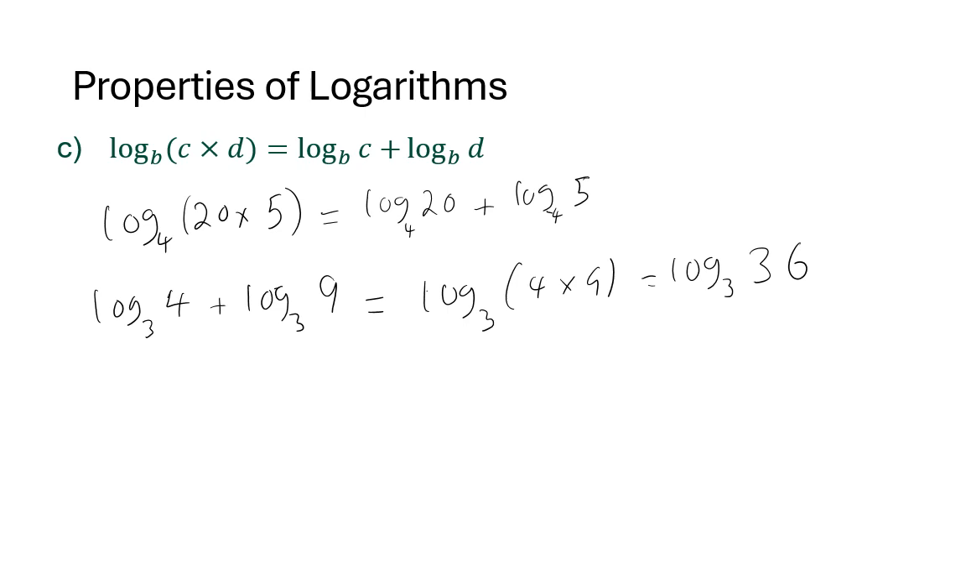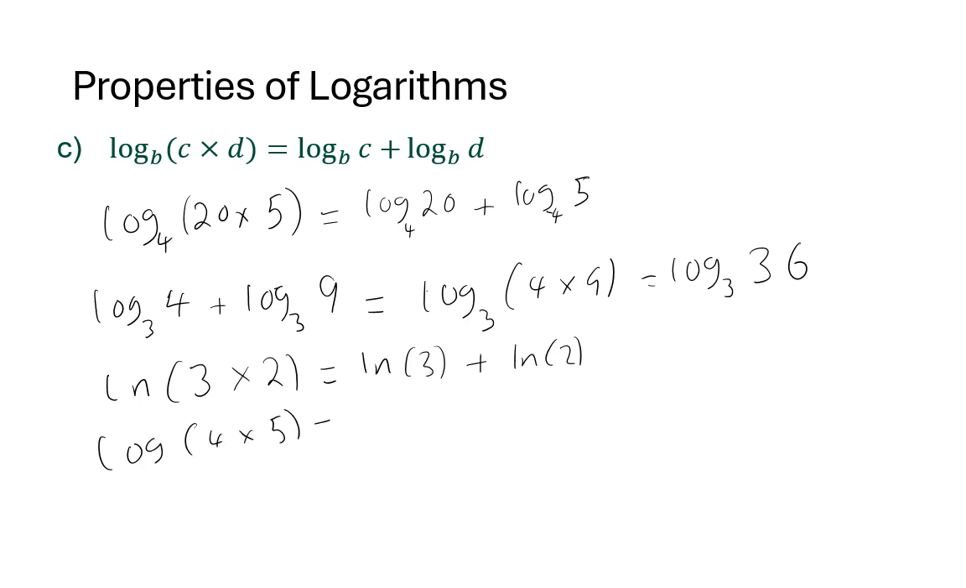And similarly, if you have ln of 3 times 2, this is just ln 3 plus ln 2. And if you have log without even the base, of 4 times 5, this is just log 4 plus log 5. And you know this log is just the same as log base 10, and this ln is just the same as log base e.